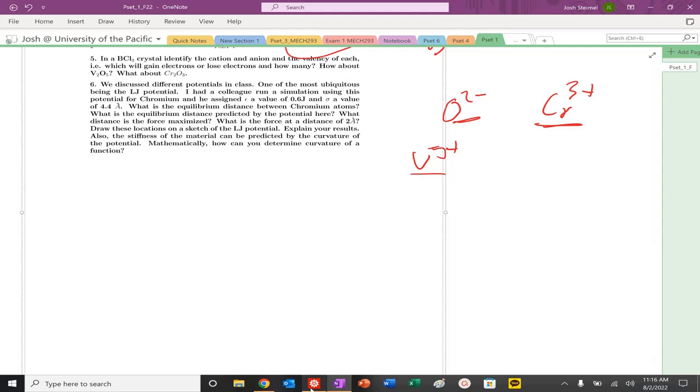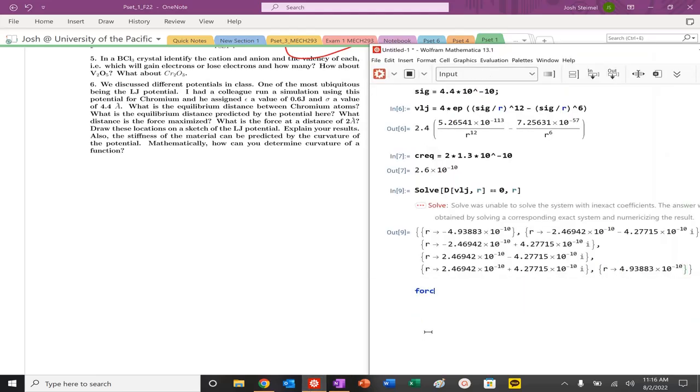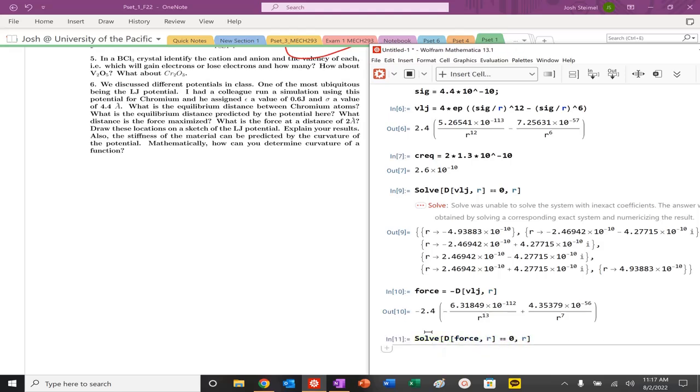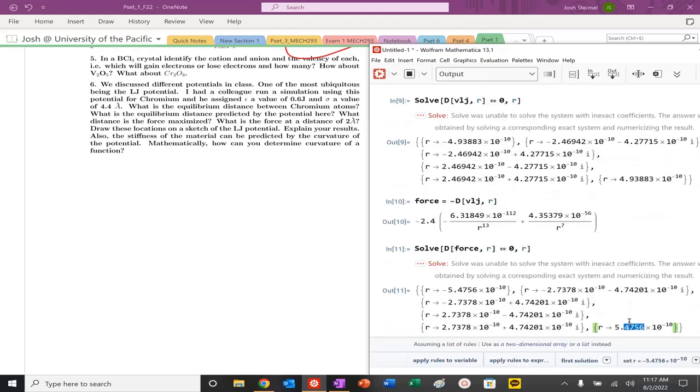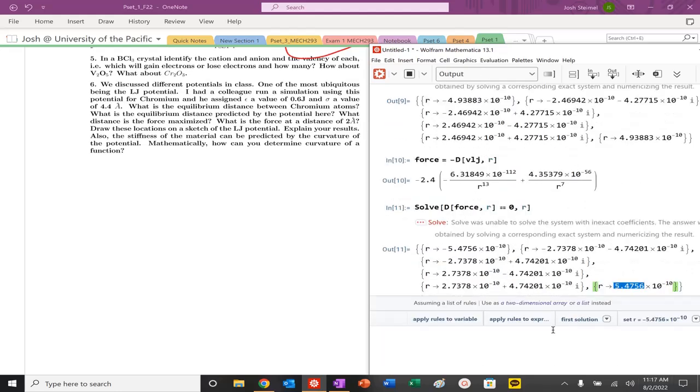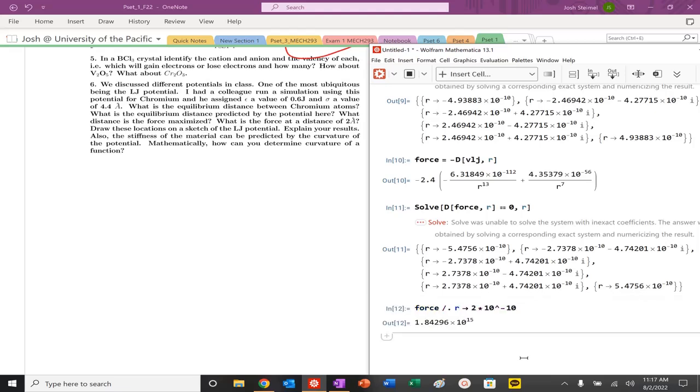What distance is the force maximized? So I know that the force equals minus the derivative of VLJ with respect to R. So where's the force maximized? Well, I could solve force, or actually take the derivative of force with respect to R, set this equal to 0, solve for R. So the distance where the force is maximized is this distance here. And we're asked what is the force at a distance of, so R goes to 2 times 10 to the -10. That would be my force right here at that distance of 2 angstroms.